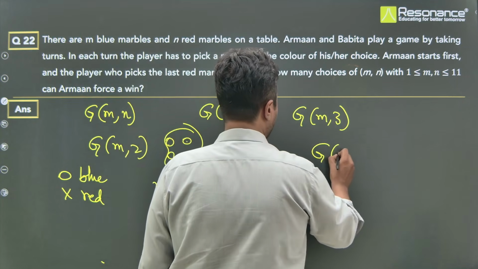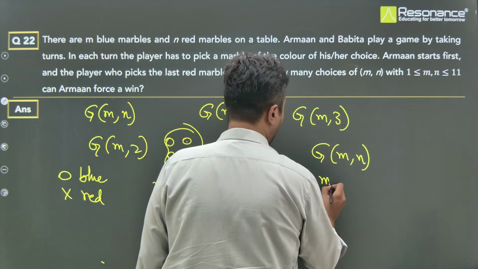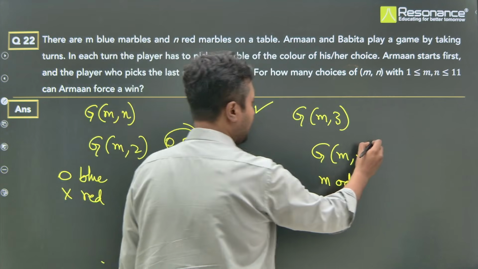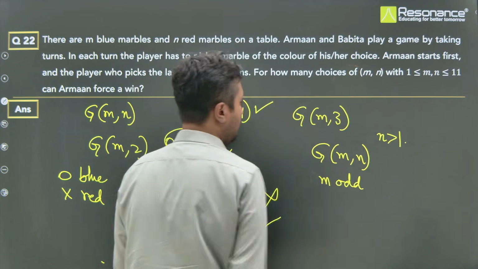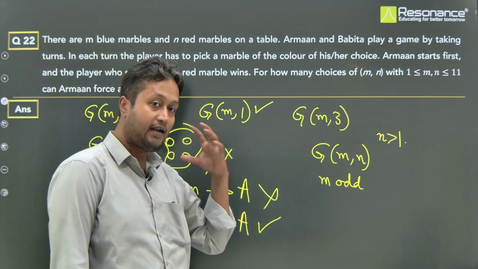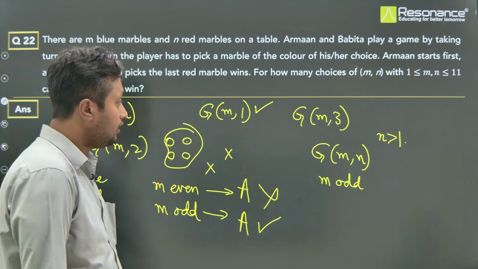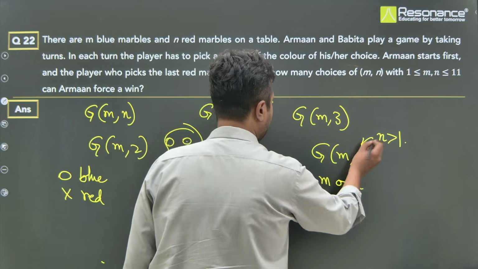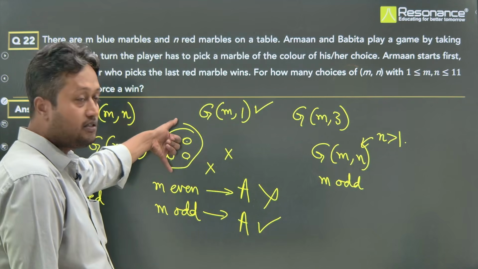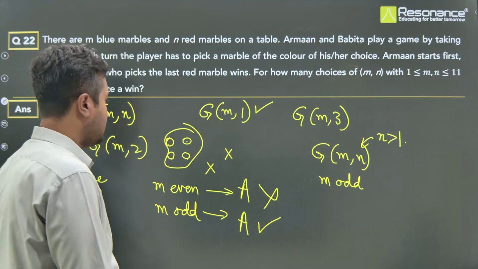So GMN, what I want to say is, if M is odd, and let's say N is greater than 1. For N equal to 1, they don't have to finish up the blue marbles, they can directly go for that one red marble and finish it up. So N greater than 1, let's see what's really happening in this strategy, where they just finish up the blue marbles first and they are only left with red marbles.